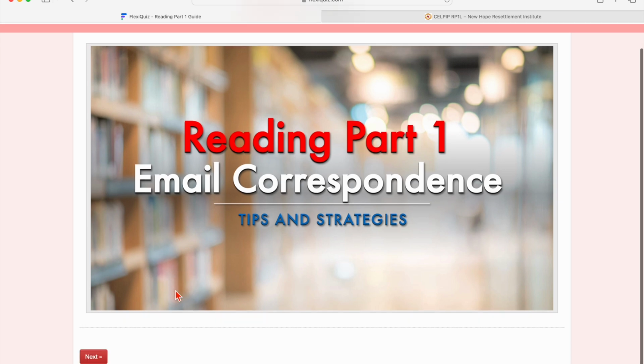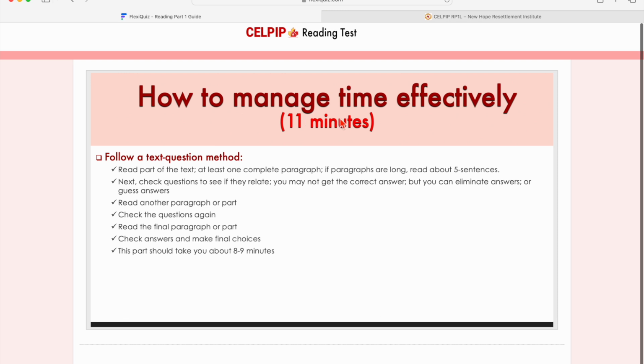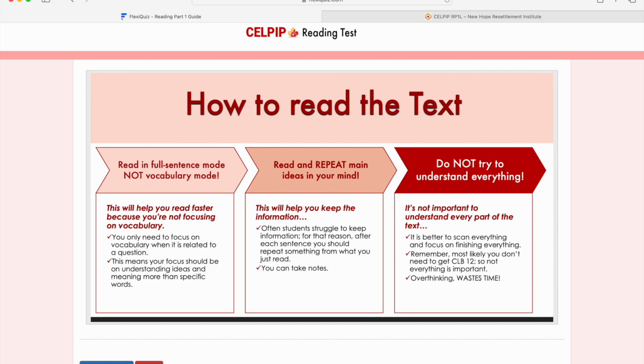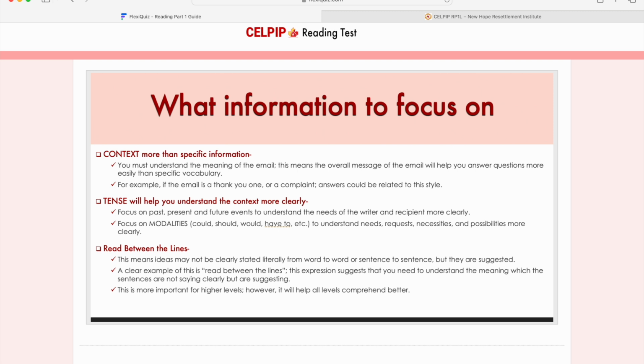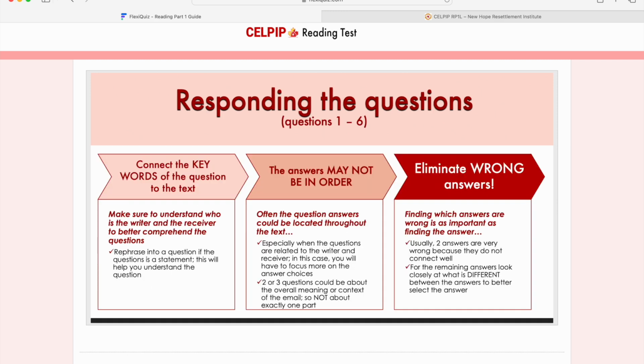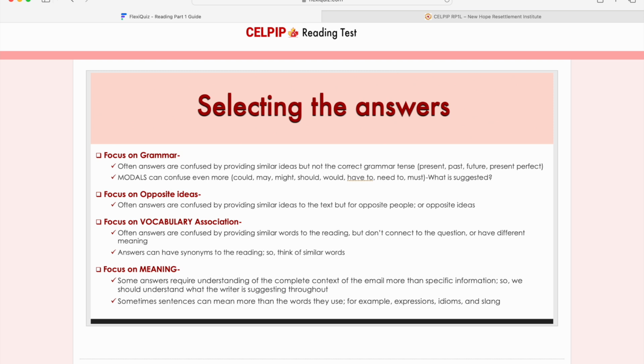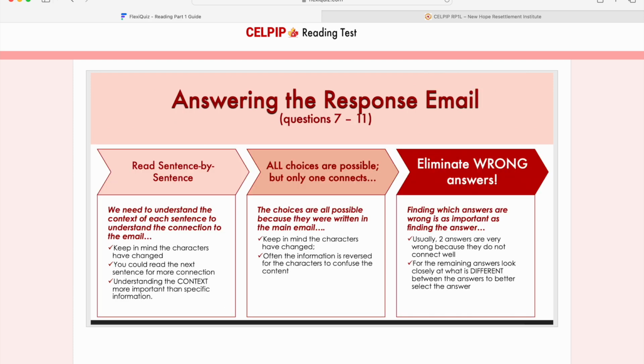And the video gives us information about how to manage our time effectively. If you want to read these pages, please pause the video. How to read the text and what information we should focus on. How we should answer the questions 1 to 6. What are some good things to focus on? How we can select the answers. What's a good method? And how we should answer the response email, questions 7 to 11.